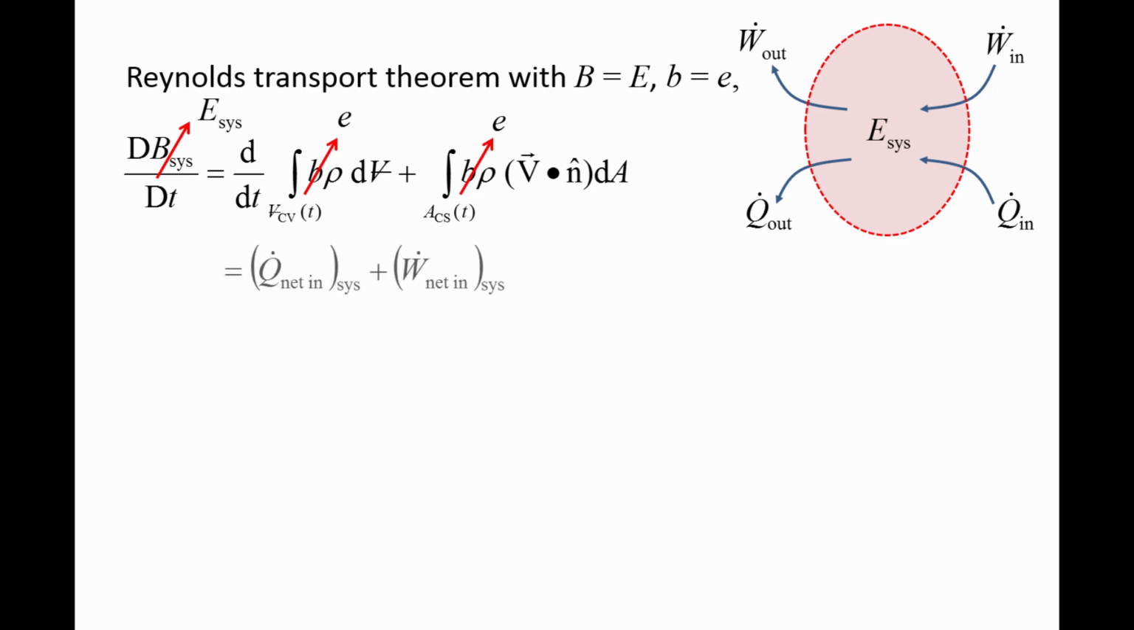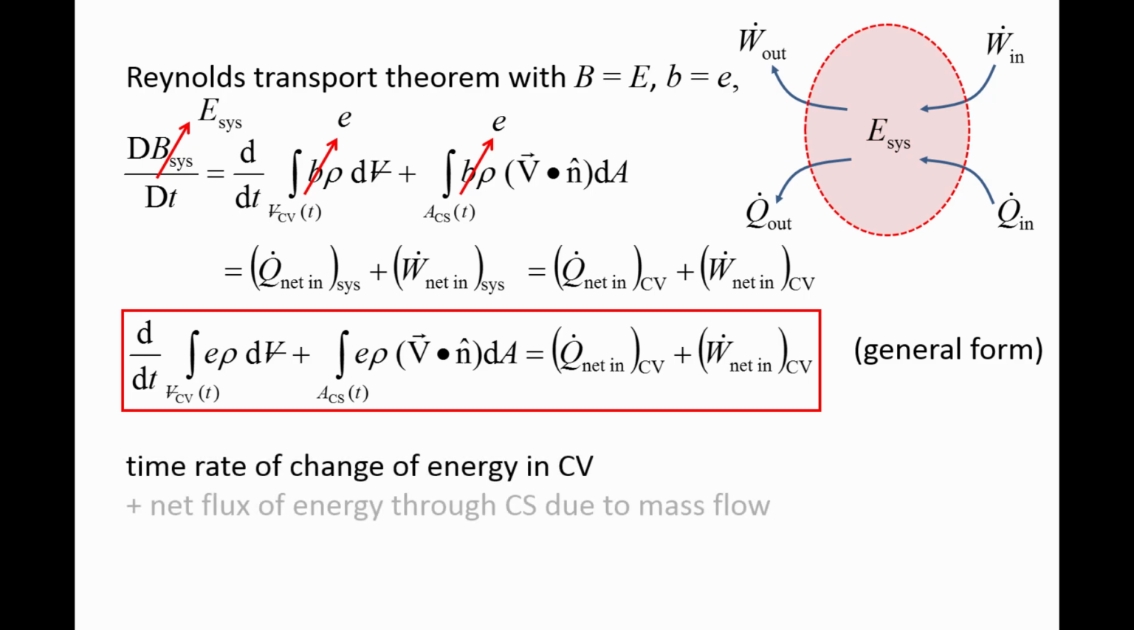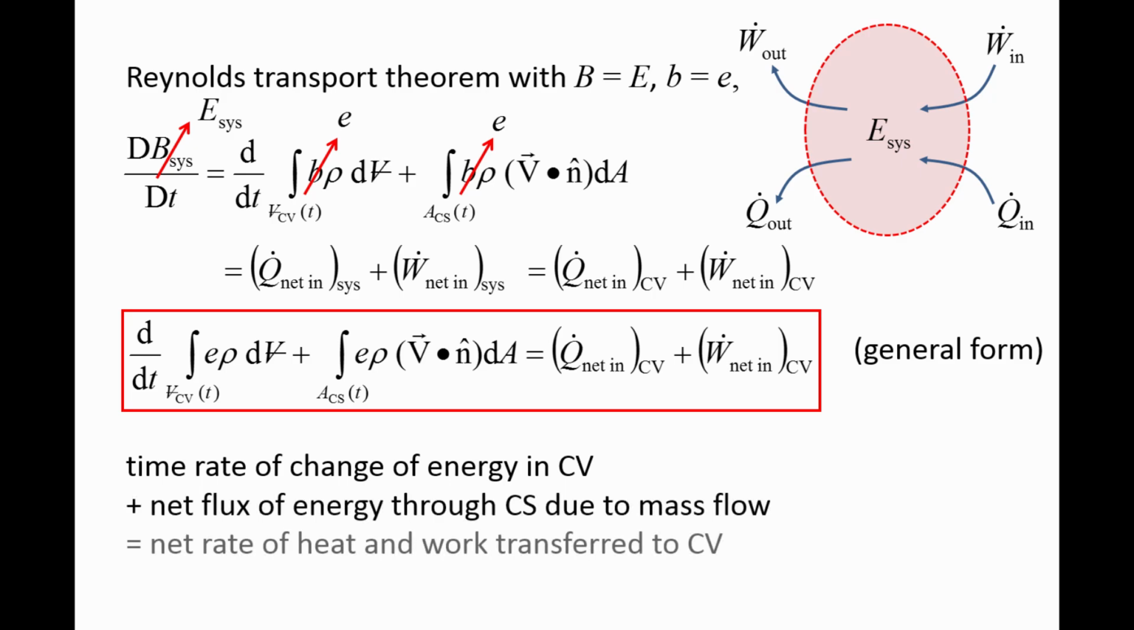We previously stated that the left side of the equation, DE_sys/Dt, is equal to the net rate of heat and work transfer into the system, which is also equal to the net rate of heat and work transfer into the control volume. Putting everything together, we have the conservation of energy equation for a control volume in its most general form. The time rate of change of energy in the control volume plus the net flux of energy through the control surface due to mass flow is equal to the net rate of heat and work transfer to the control volume.